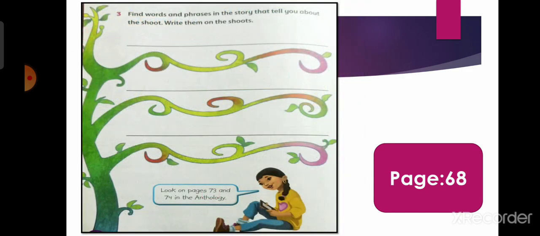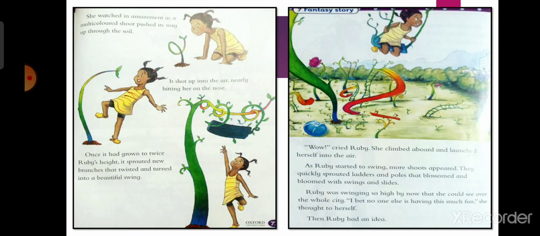Now, turn your page. It is page number 68. The question is, find words and phrases in the story that tell you about the shoot. Write them on the shoots. Here are three shoots. You will find your answer from the anthology, page number 73 and 74. And you will write the words and phrases in the story that are telling you about the shoots on these three lines. Okay? Let's have a look at these two pages.